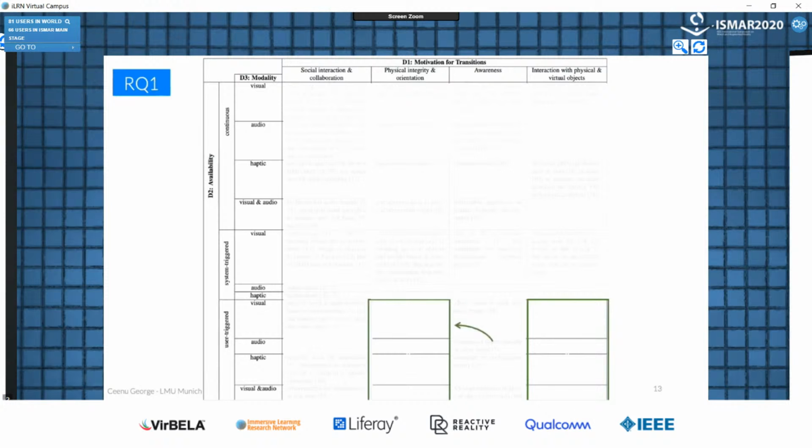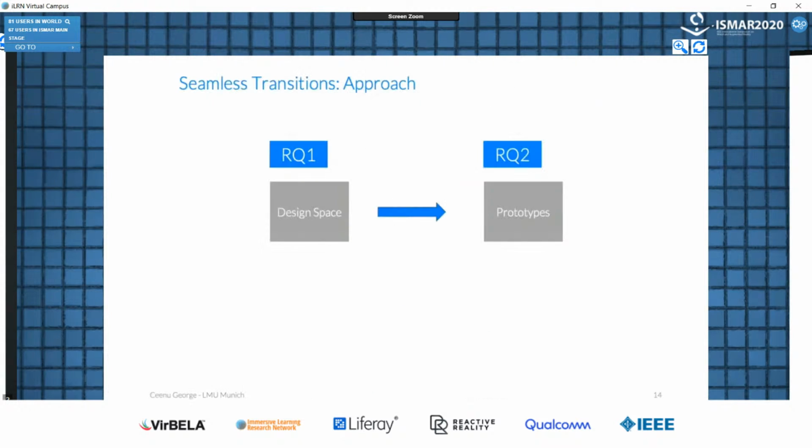Today, we don't have time to go into the details of the design space. However, I'd like to focus on 2 gaps that we've identified, specifically for user-triggered solutions that enable physical integrity and interaction with physical objects. We've done a couple of iterative ideation sessions where we created prototypes. And with this, we're moving on to the second part of this presentation that covers RQ2.